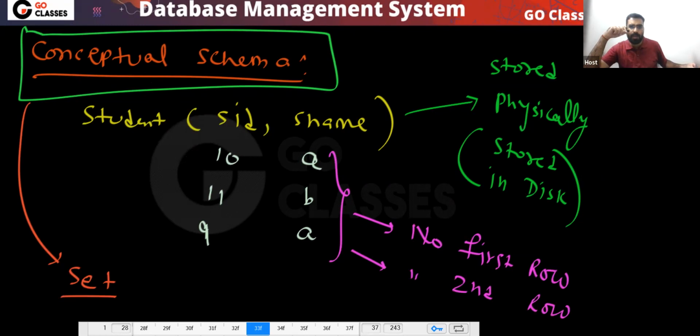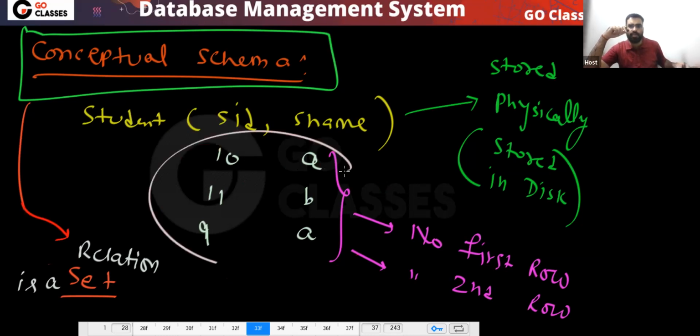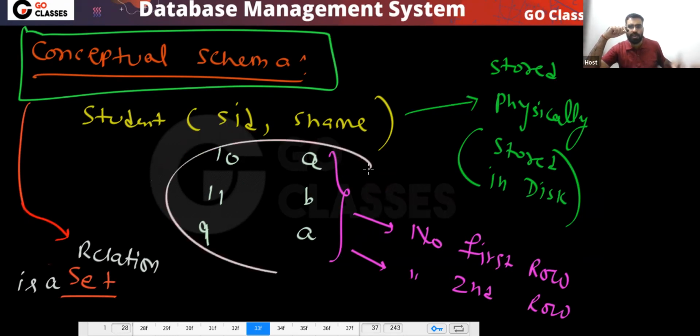Now, when you actually store this data, from the conceptual schema point of view, every relation is a set. Agree? This conceptual schema will not tell you the order. We know that these three tuples exist, but how are they stored?